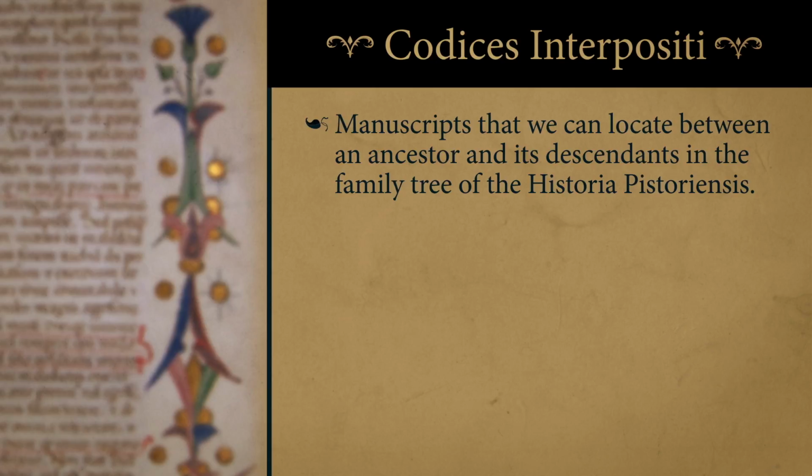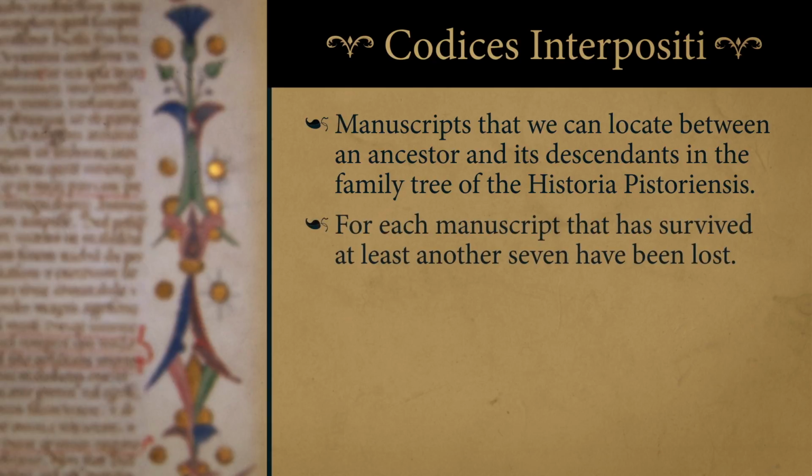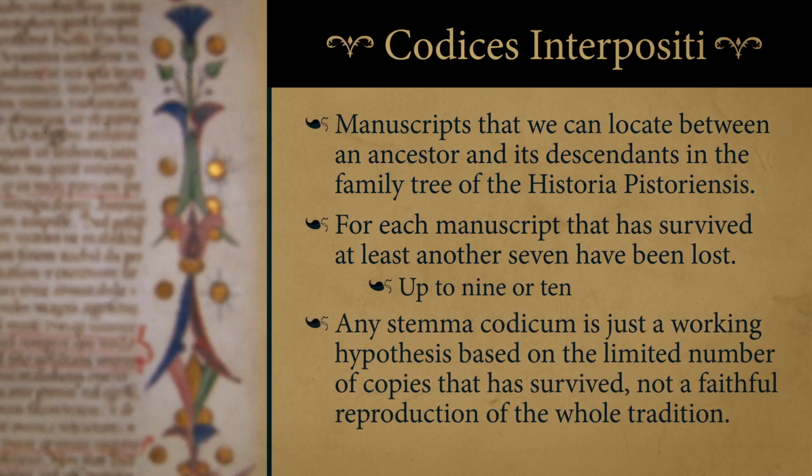Philologists note that the number of surviving manuscripts for any given work is always remarkably less than those that were produced. On average, it is fair to say that for each manuscript that has survived, at least another 7 have been lost, but in most cases, the decimation rate must have been up to 9 or 10 for each surviving copy. This data and the high decimation rate remind us once again that any Stemma Codicum is just a working hypothesis based on the limited number of copies that has survived, not a faithful reproduction of the whole tradition.